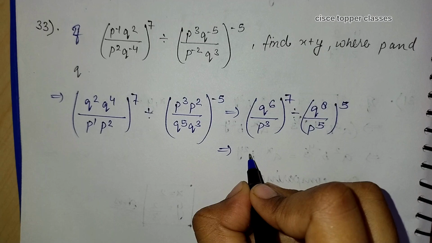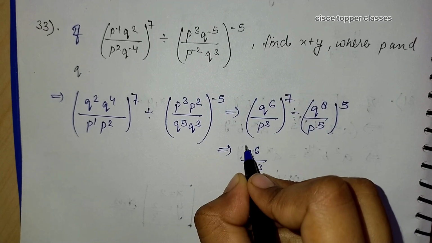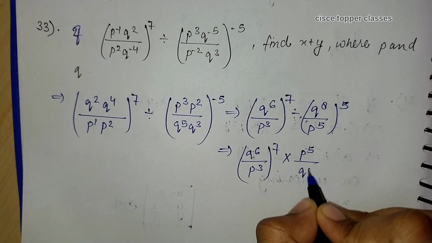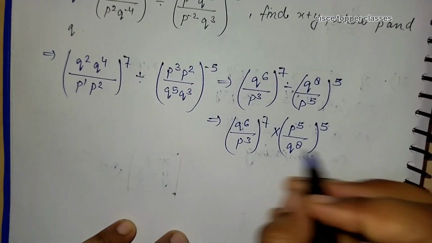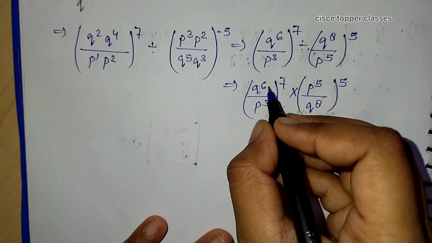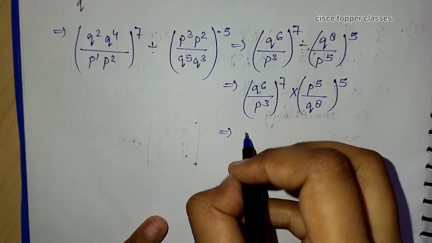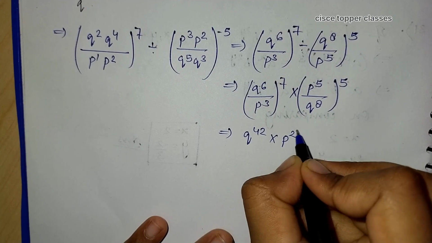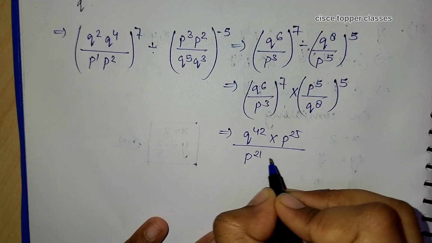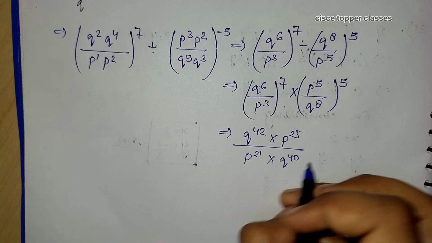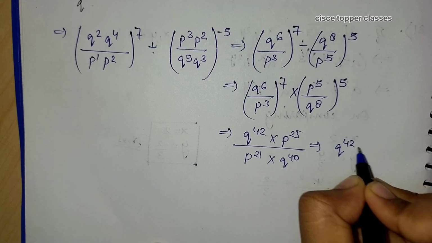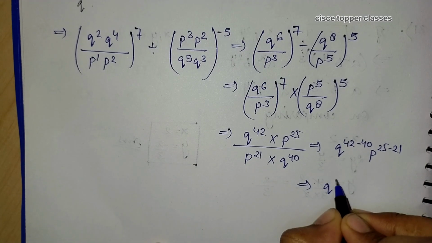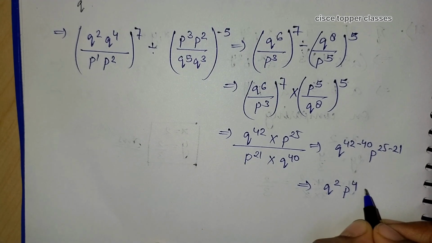So we can now divide this part, (q^6 p^3)^7 by (p^5 q^8)^5. Now we can open the bracket and multiply this power 7 on numerator and denominator both sides. So it will be q^42 p^21 over p^25 q^40. Now we can write q as 42 minus 40, and p as 25 minus 21, so q is equal to 2, p is equal to 4.